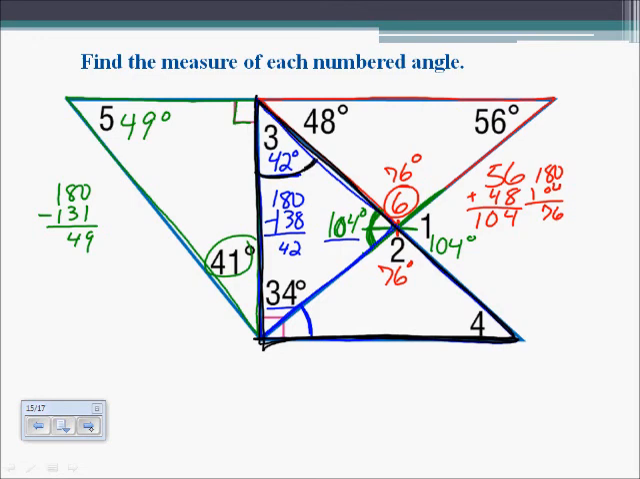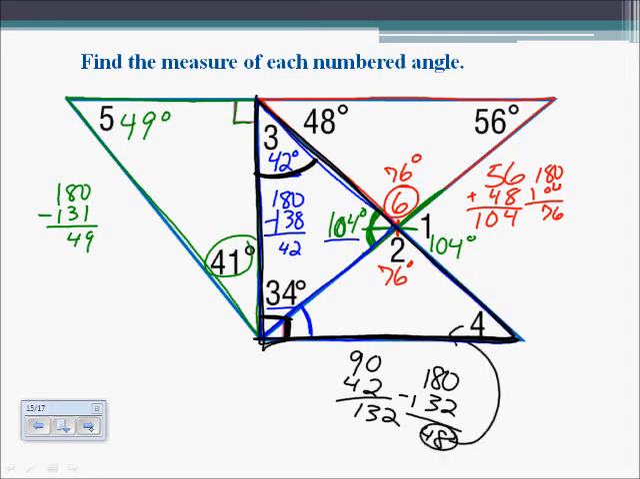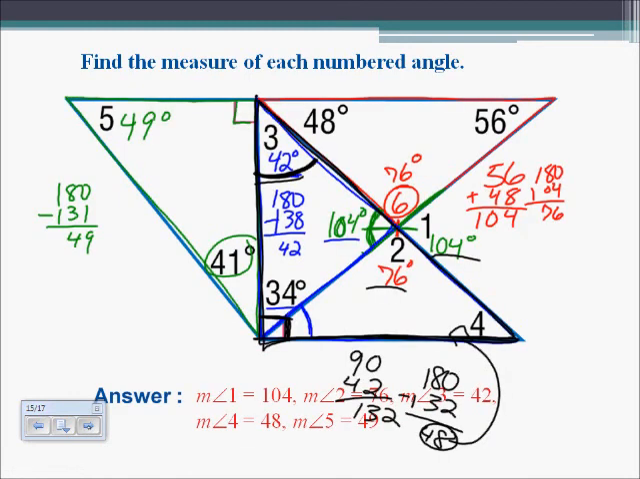Angle 3 here, we just solved for, is 42. We have a right angle, and now I'm left with 4, so I have 90 plus 42, which is 132, and I have 180 minus 132, which leaves me with 48. Final answer for angle 4. So my answers reading across: number 1 is 104, number 2 is 76, number 3 is 42, number 4 is 48, and number 5 is 49. And that of course is what the bottom reads as well.